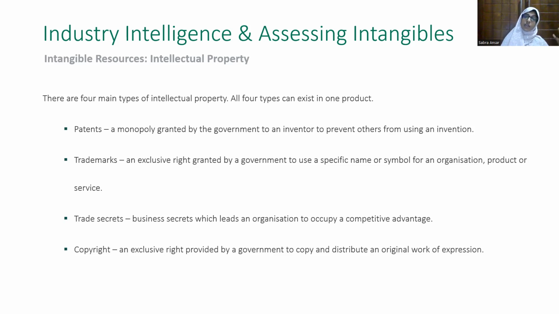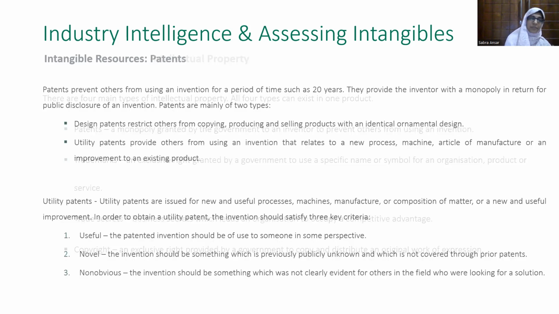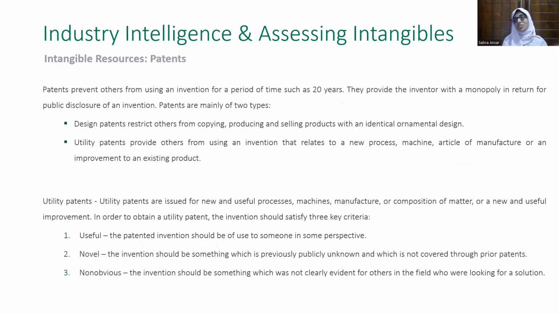Example for trade secret, what comes to your mind? Coca-Cola, the secret ingredient. That should come to your mind when you say trade secret, hopefully. Copyright is the exclusive right provided by a government to copy or distribute an original work or expression. Yeah, so those are the 4 sections, and now we are going to talk more about these 4 sections.